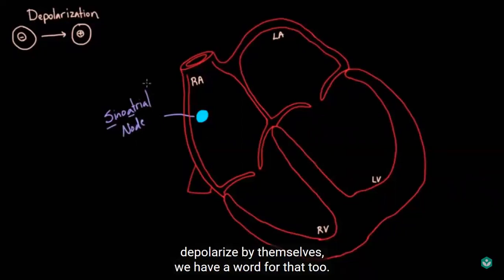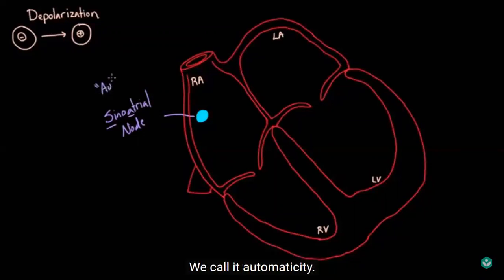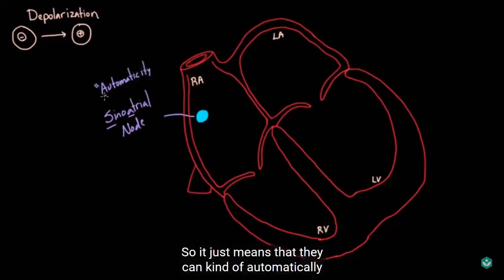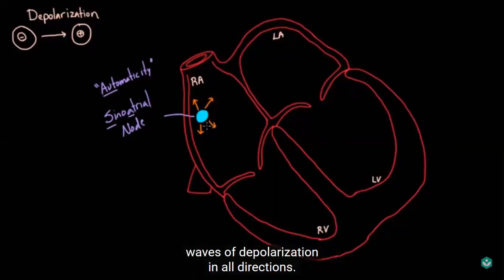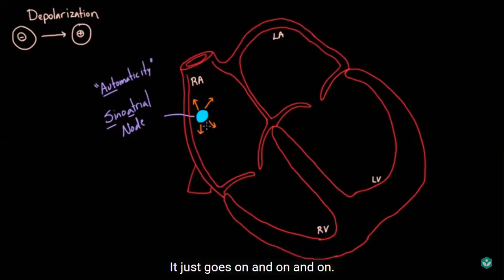And the fact that they can depolarize by themselves, we have a word for that too. We call it automaticity. So it just means that they can automatically depolarize without having a neighbor do it first. So once they depolarize, what happens after that? Well, when these cells depolarize, they're connected through little gap junctions to the neighboring muscle cells. And so they're going to start sending out waves of depolarization in all directions. It's almost like going to a football game and watching the wave start. It just goes on and on and on. And so all the neighboring cells are going to start depolarizing as well.